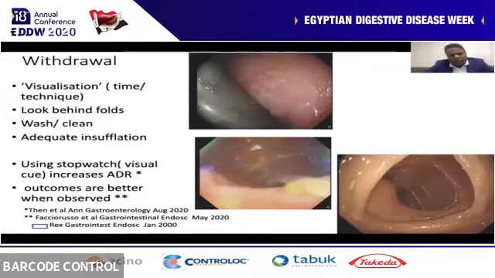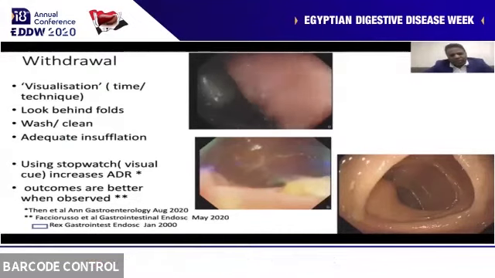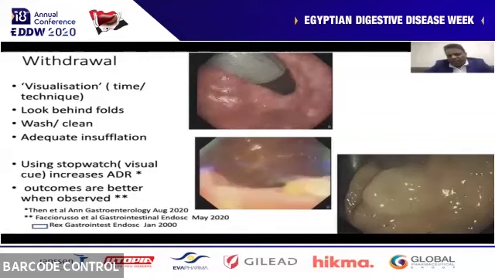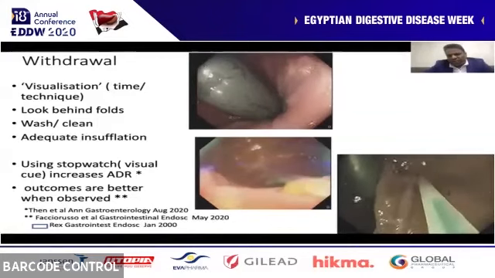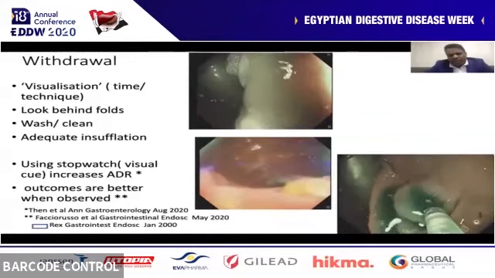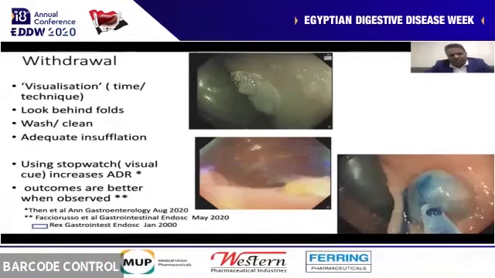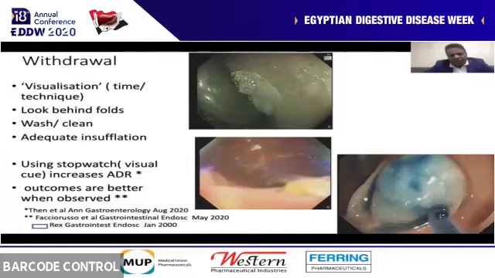Looking behind the folds, we're very much used to using retroflexion in the rectum. We also know that by using the retroflexion technique in the right colon in certain patients, particularly those who are high risk for polyps, we do find more polyps, particularly serrated lesions, as they can actually hide behind the folds.